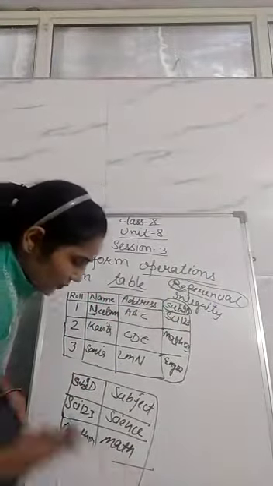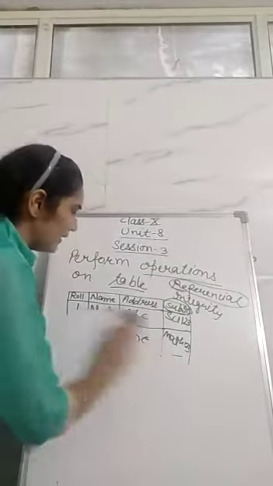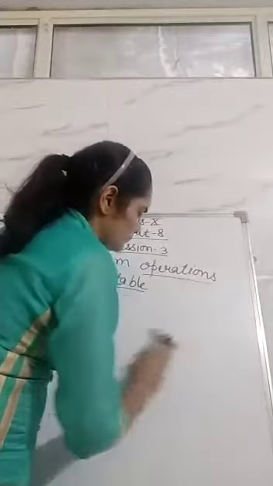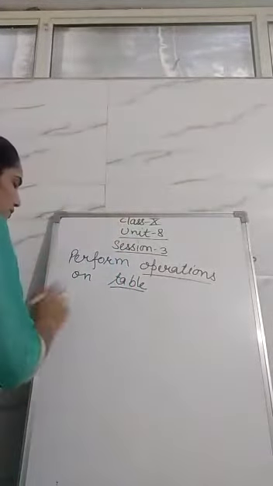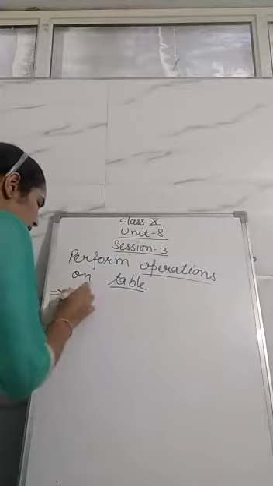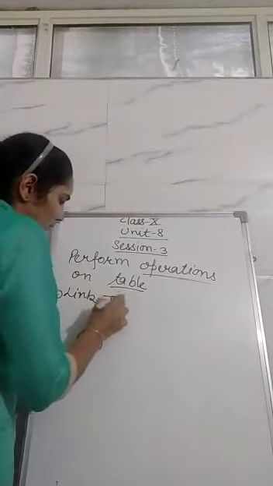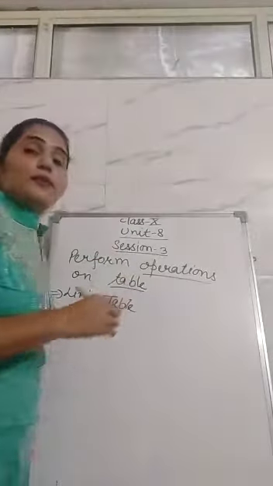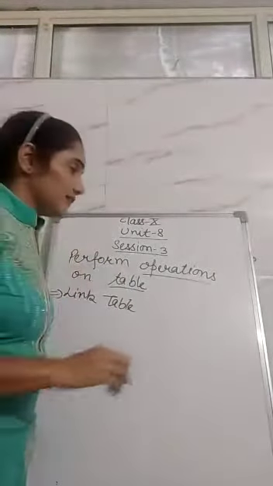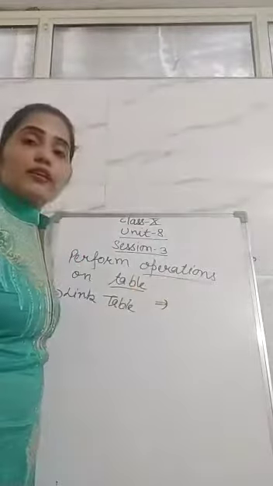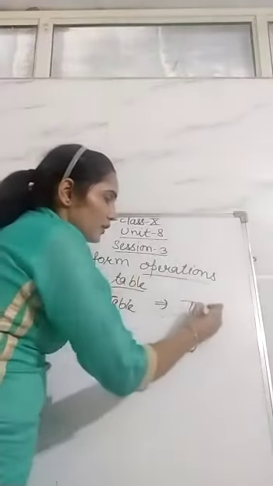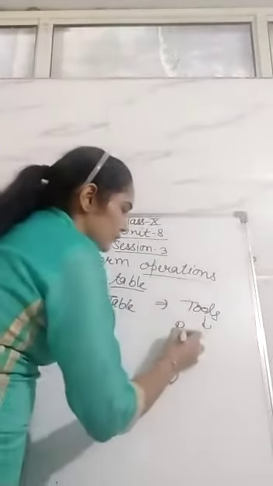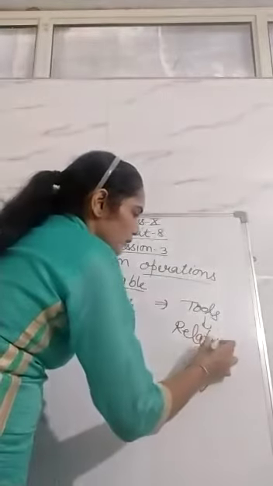Now the next topic is how to link two tables. Yes, my dear students, we can also link tables in LibreOffice Base. And how can we set the relationship between tables? We have to follow these steps. Click on the Tools menu. There you will find the option Relationship.